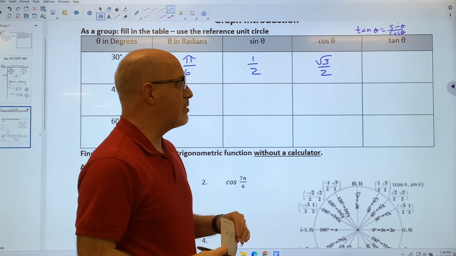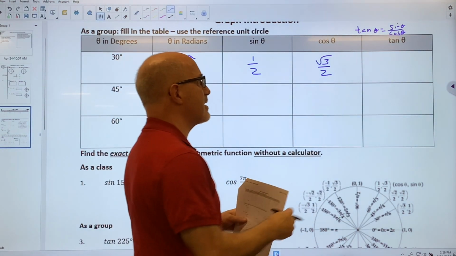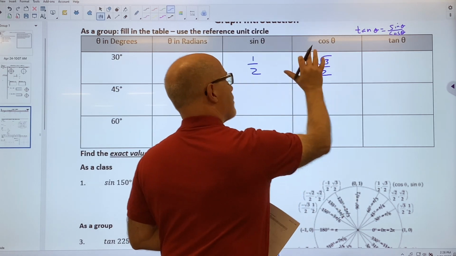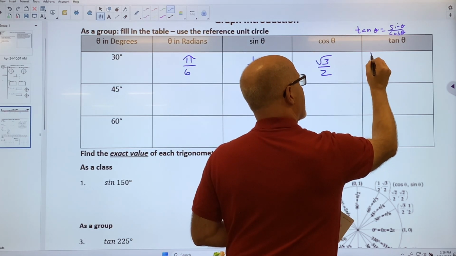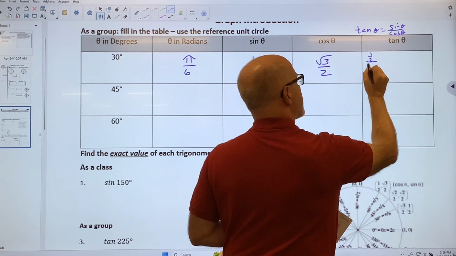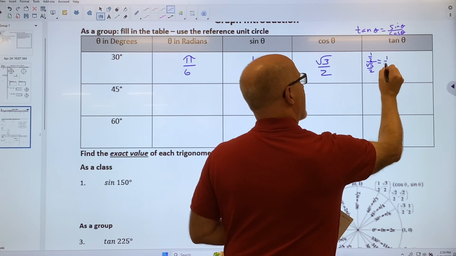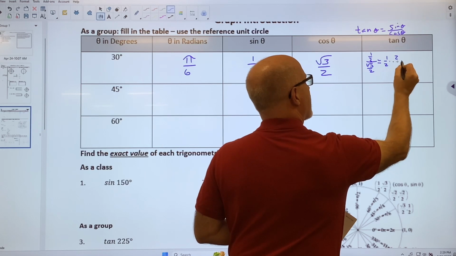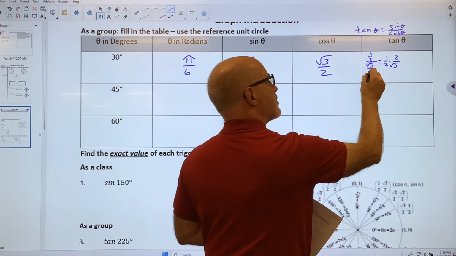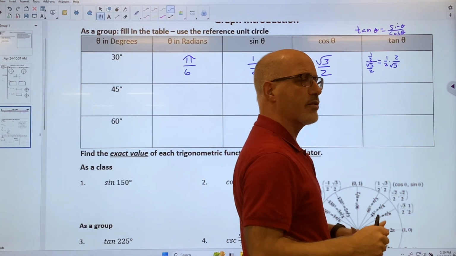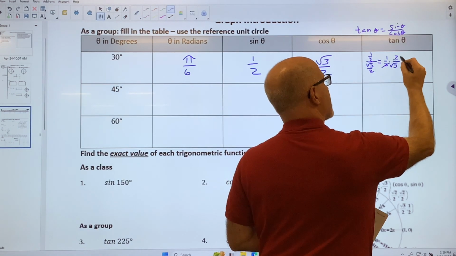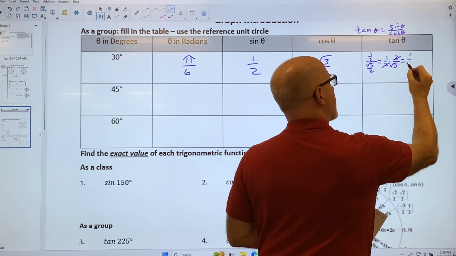So now let's go ahead and do this one. If you look at the process, I'm going to take sine and put it over cosine. So I'm going to take 1/2 over square root of 3 over 2. Now when I have a fraction over a fraction, I multiply by the reciprocal of the denominator. So I flip that over and multiply. The 2's will reduce, and so you end up with 1 over square root of 3.